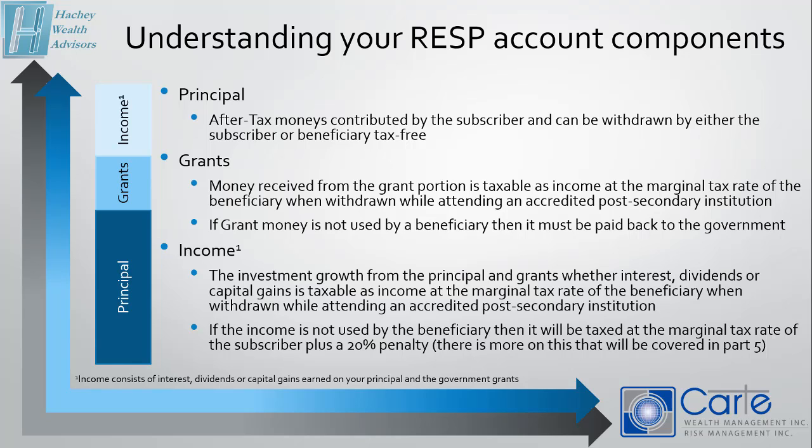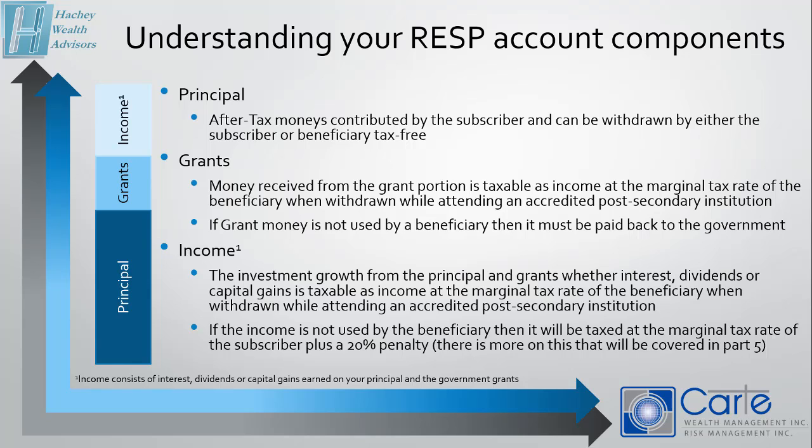Moving up the chart, we have the grants. And of course, this is the money you receive from the CSG or the CLB and it is taxable as income at the marginal tax rate when withdrawn by the student in post-secondary education. If grant money is not used by a beneficiary, then it must be paid back to the government.